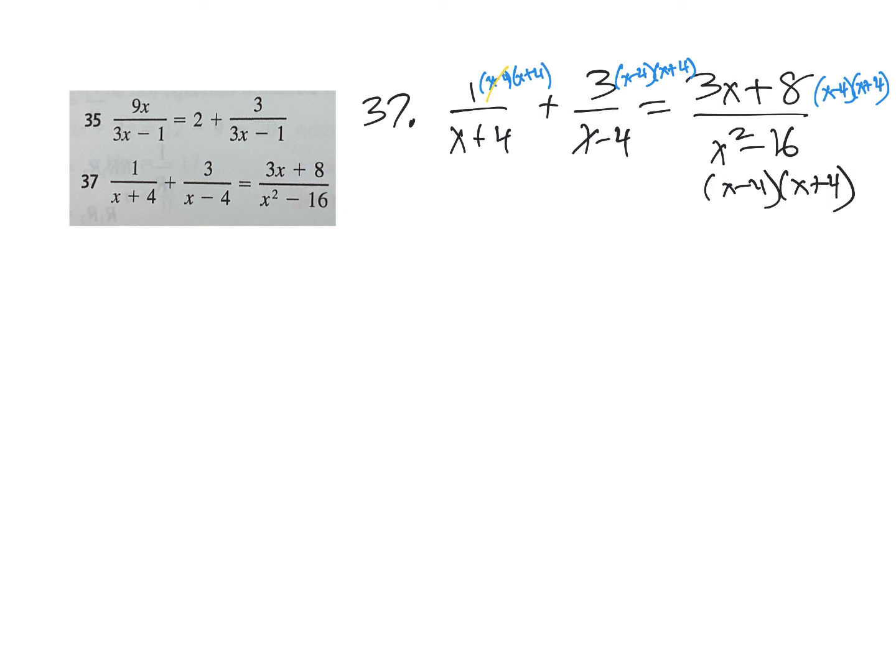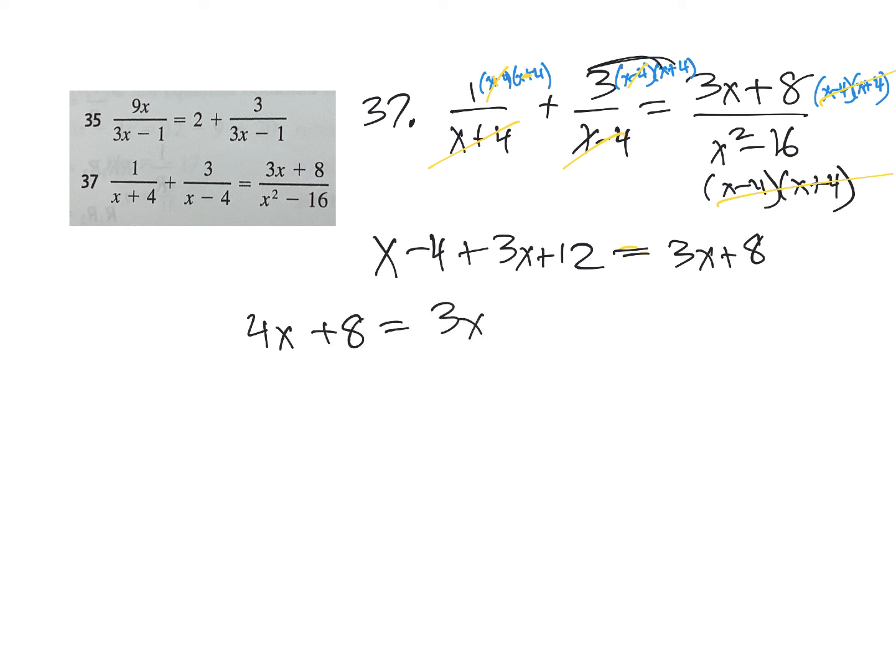We can reduce the x + 4s. Oops, I hit the wrong one. So that really is x - 4 that's left over. So this is x - 4 on the top, times 1 is x - 4. And then the x - 4s will cancel in the second one, but now you have distribution, 3x + 12. And the whole denominator reduces on the right side, so you're left with 3x + 8. So see how nice it is after you do this? Understand how to remove your denominator. So we have 4x + 8 = 3x + 8.